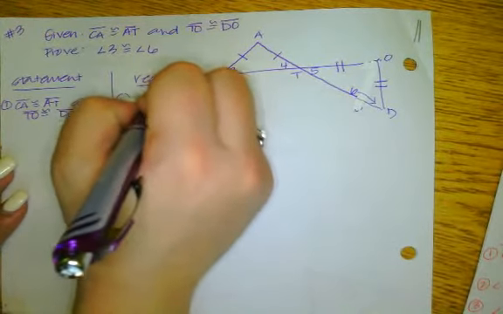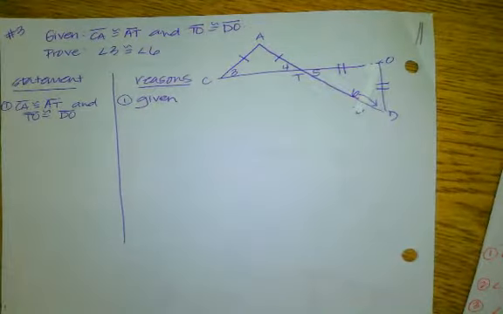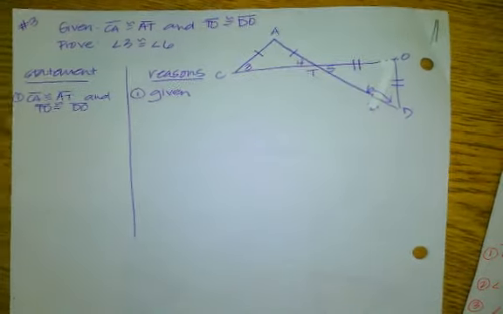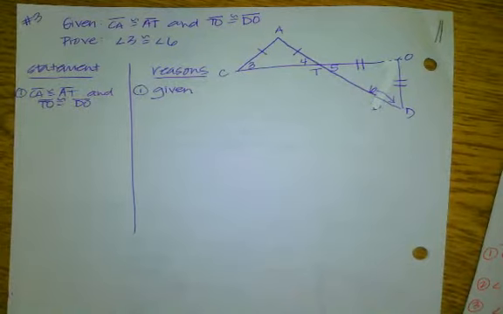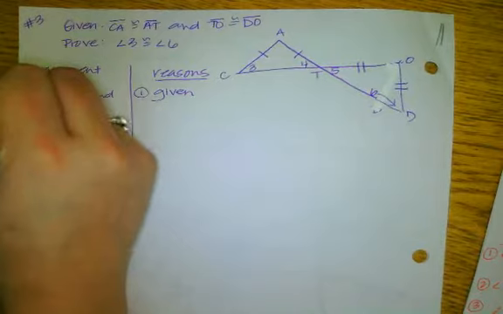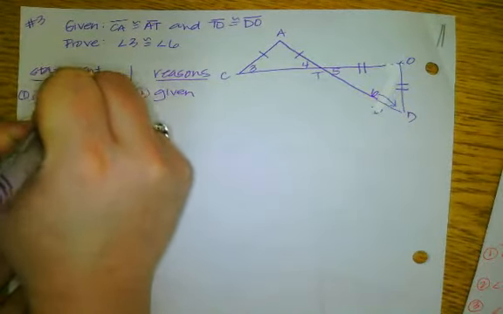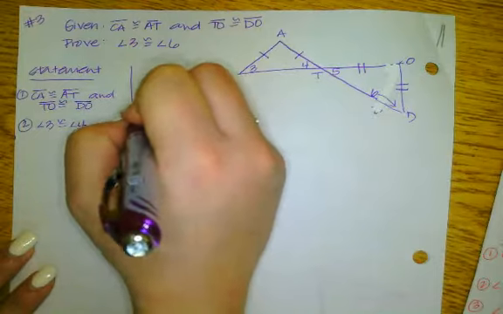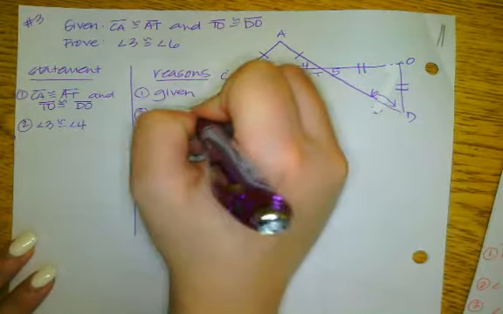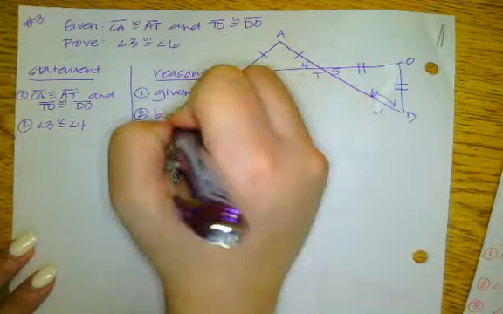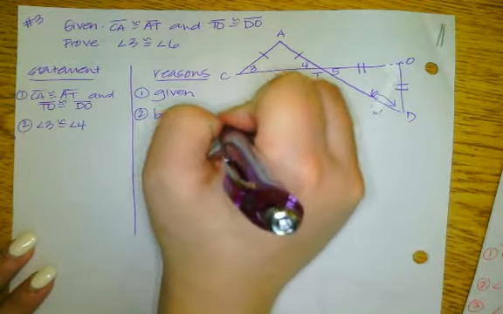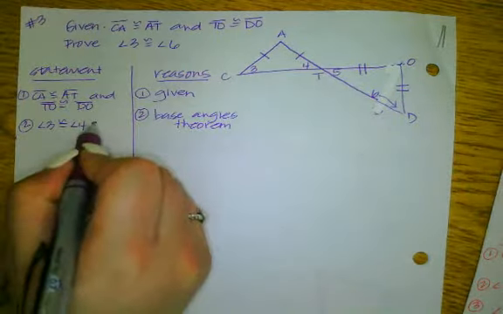Alright, so looking at one triangle at a time, let's look at triangle CAT. What do we know? What kind of triangle is it? An isosceles triangle. Okay, so what else do we know? Angle 3 is congruent to angle 4. Why is that? Base angles theorem. What other statement could we have for that same reason? Angle 5 is congruent to angle 6.